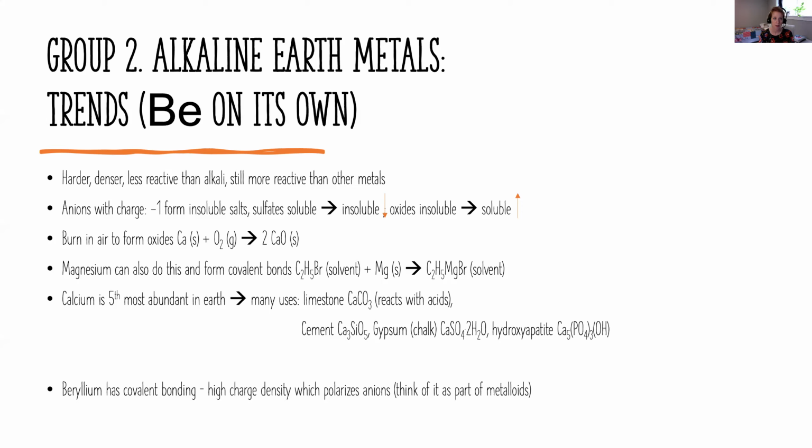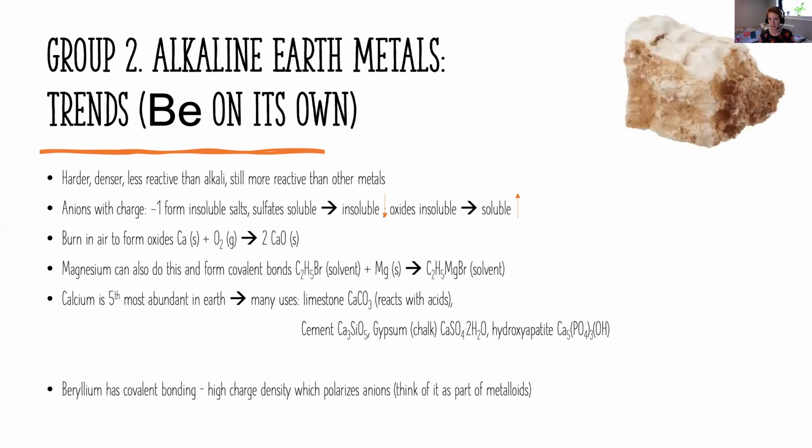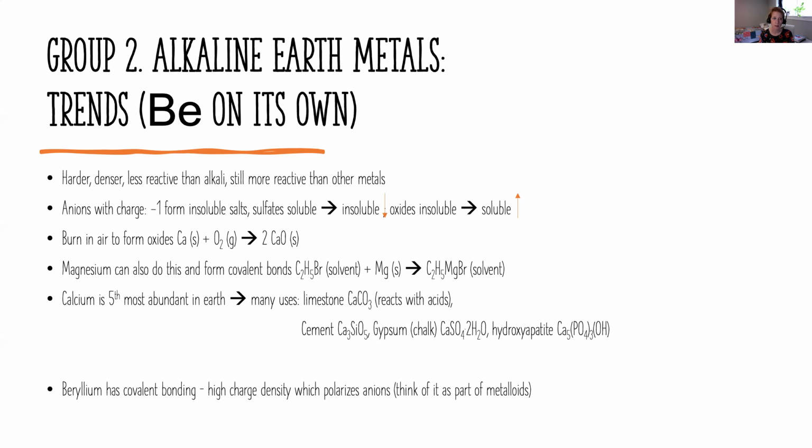So let's talk about the alkaline earth metals and trends with beryllium on its own. If you think about alkaline earth metals, these are going to be harder and denser and less reactive than alkali metals. So when we talked about cutting them with a knife, these would be harder to cut. They're still a lot more reactive than other metals. They're going to react to form oxides, etc.